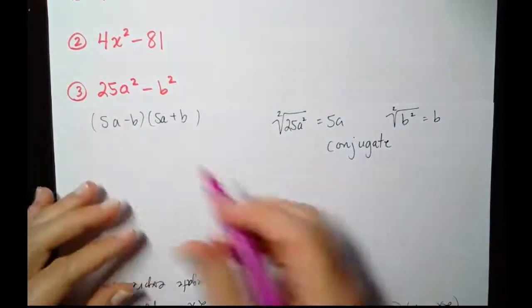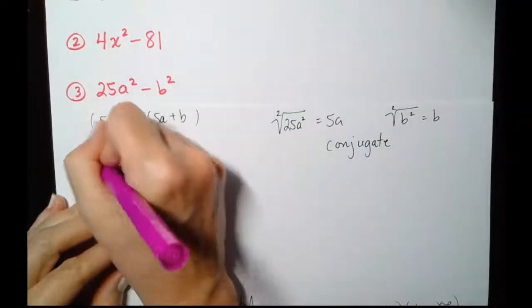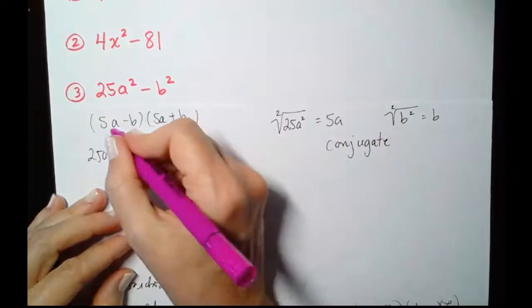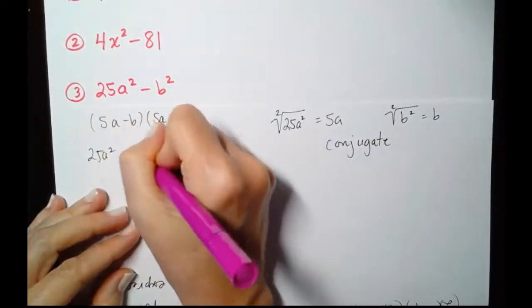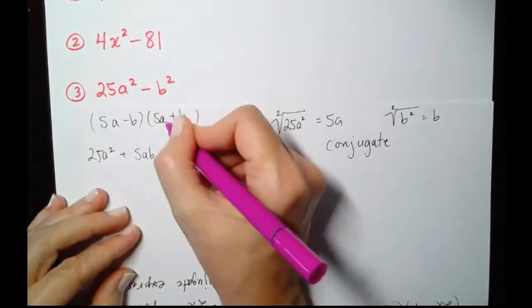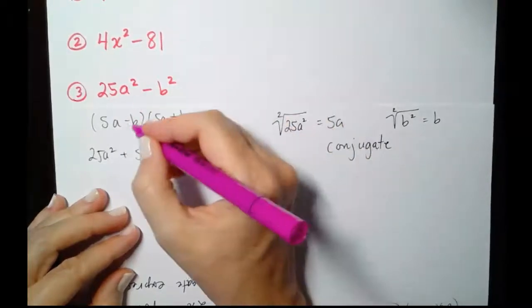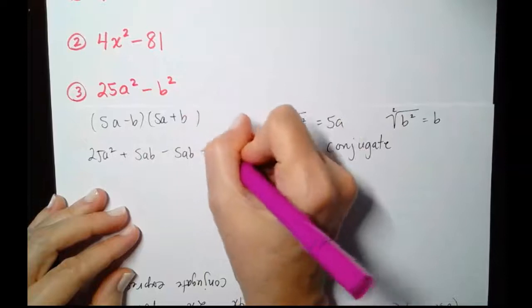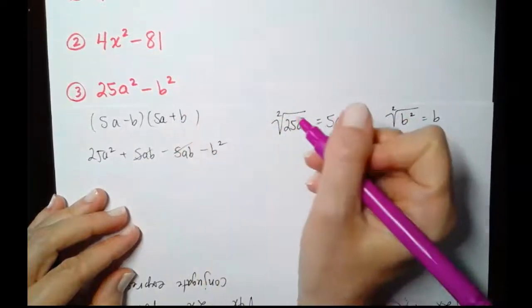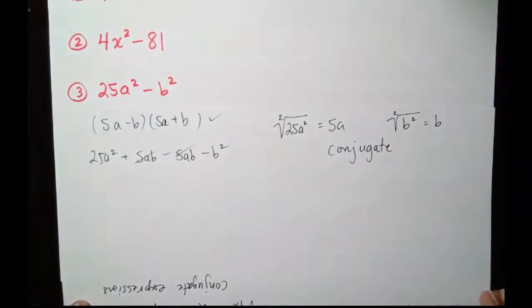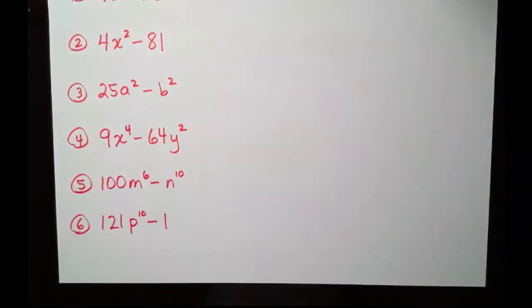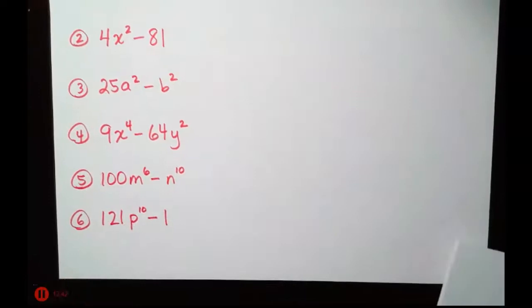We can give it a quick check. 5a times 5a, 25a squared, 5a times b plus 5ab, negative b times 5a, negative 5ab, negative b times b, minus b squared. Middle terms cancel. Those are our factors. So that's 1, that's 2, that's 3. Let's do 4, 5, and 6, and then we're done.